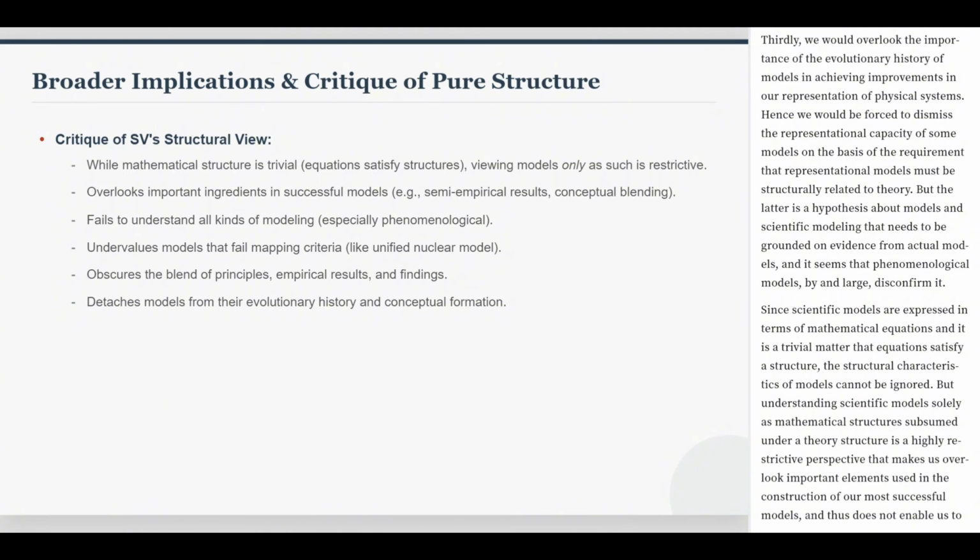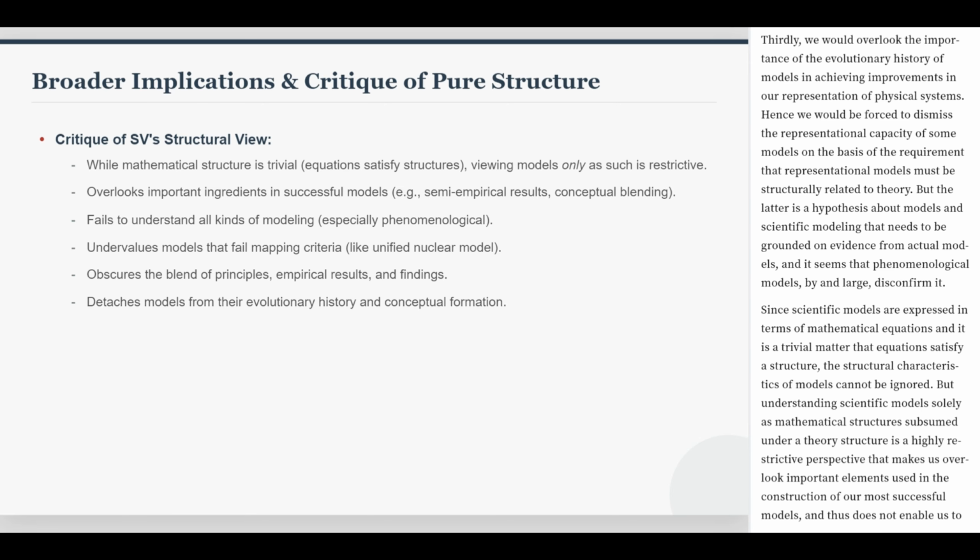Think about the nuclear models again. They heavily relied on empirical data and conceptual innovations, not just abstract theory. This structural-only view doesn't help us understand all kinds of scientific modeling, especially the phenomenological kind. It also risks undervaluing models that don't fit the neat SV criteria, like the unified nuclear model, which built upon earlier ones. By focusing only on the mathematical structure, we obscure the rich blend of theoretical principles, empirical findings, and creative leaps that give a model its unique representational power.